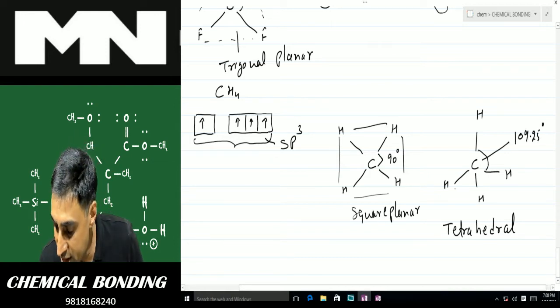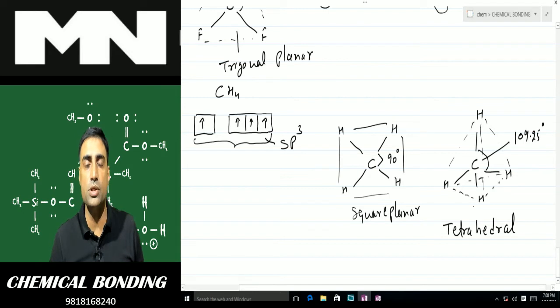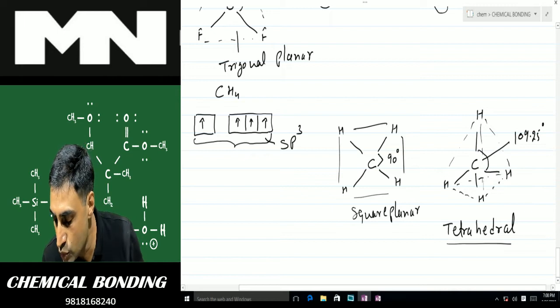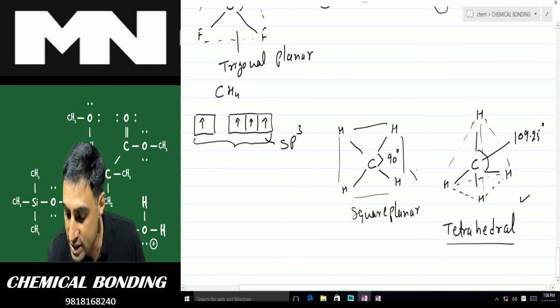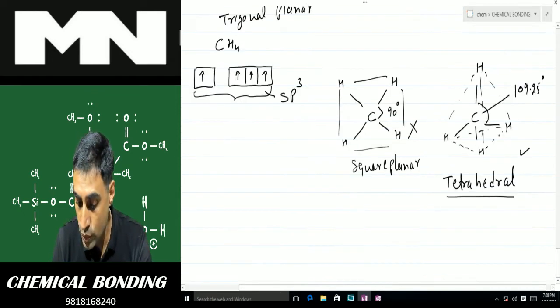Now you can see that this is a tetrahedral structure. In tetrahedral structure, the bond angle is more than 90 degrees. The higher the bond angle, the lesser will be the repulsion. And the lesser the repulsion, the more will be the stability. That means tetrahedral structure is more stable than square planar structure. So square planar will not exist. It is tetrahedral which will exist.